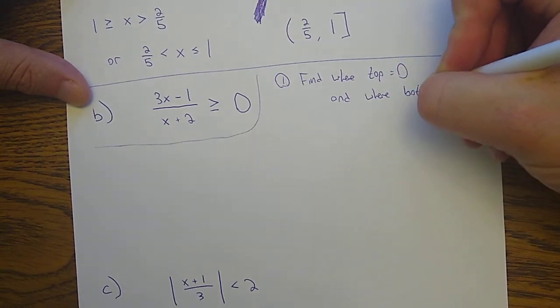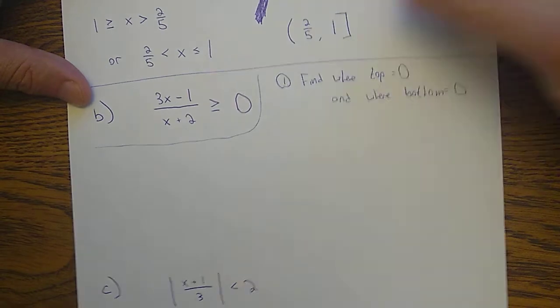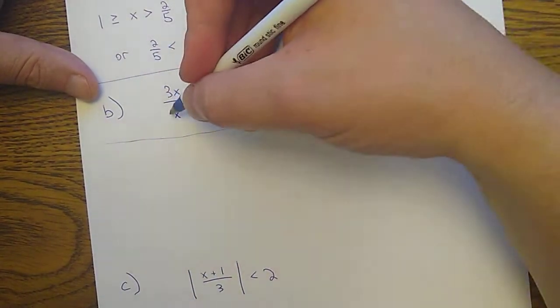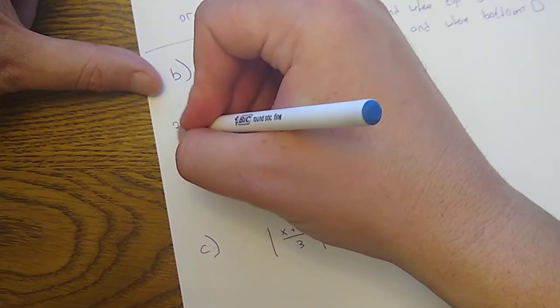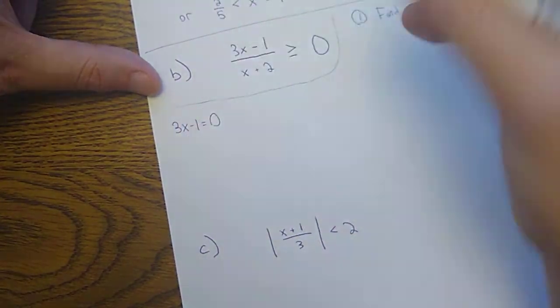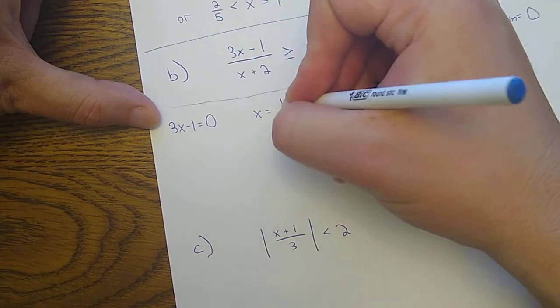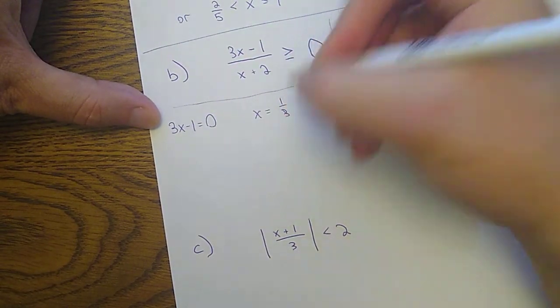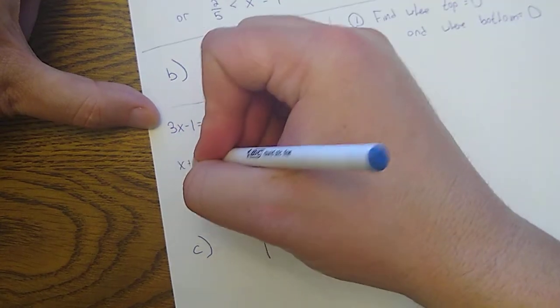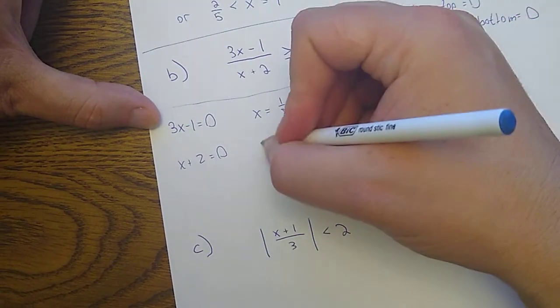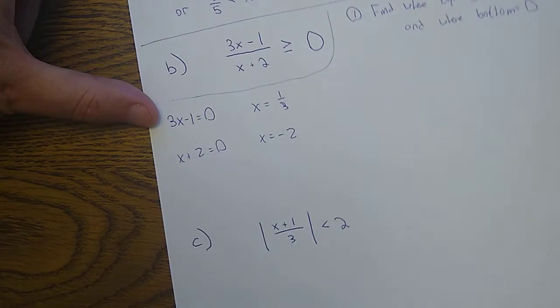I'm going to find where the top is 0 and where the bottom is 0. So setting the top equal to 0, I solve this. This is easy enough. x would be 1/3. Setting the bottom equal to 0, I would get x equals -2.